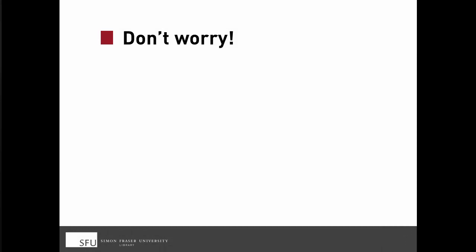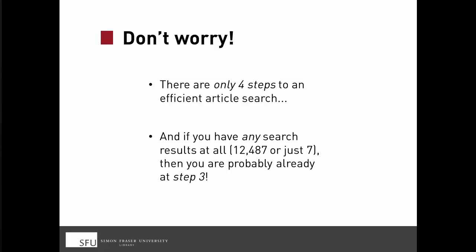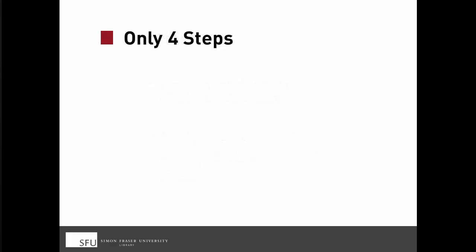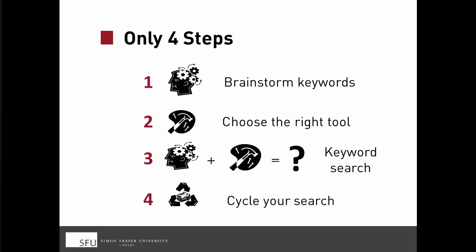Academic research can seem complex and frustrating, but at its core, it's actually fairly simple. This tutorial covers the 4 basic steps of researching academic business journal articles. Our goal is to help you save time and quickly find the best articles for your research. Let's take a step back and start by listing the steps. Brainstorm keywords, choose the right tool, keyword search, and cycle your search.